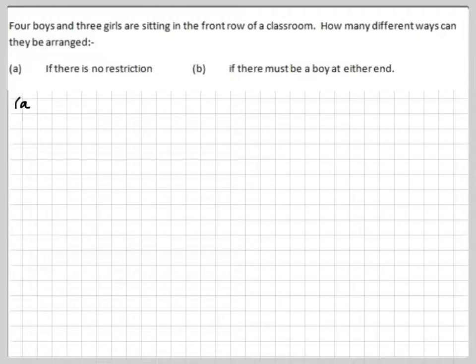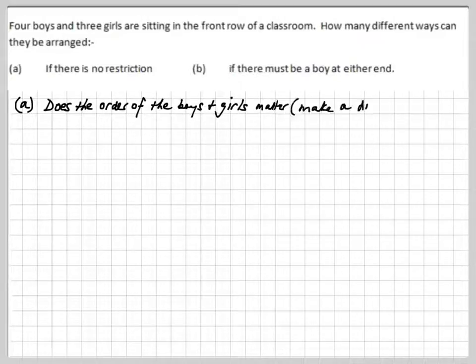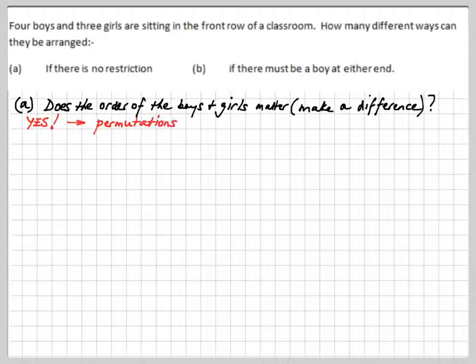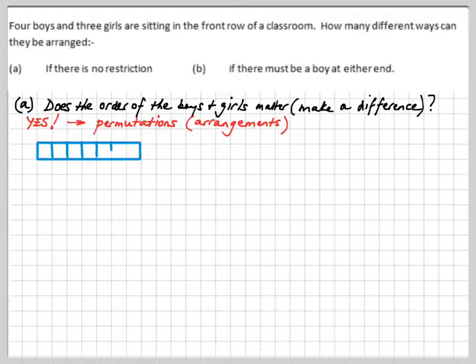So now, you have to ask yourself, guys, does the order of the boys and the girls matter? Does it make a difference if we switch them around? Yes, it does, because you get a different configuration then. So we're dealing with permutations. That's always the first question you ask with this stuff. Right, I think we'll do the window box, don't you? I like that window box technique.